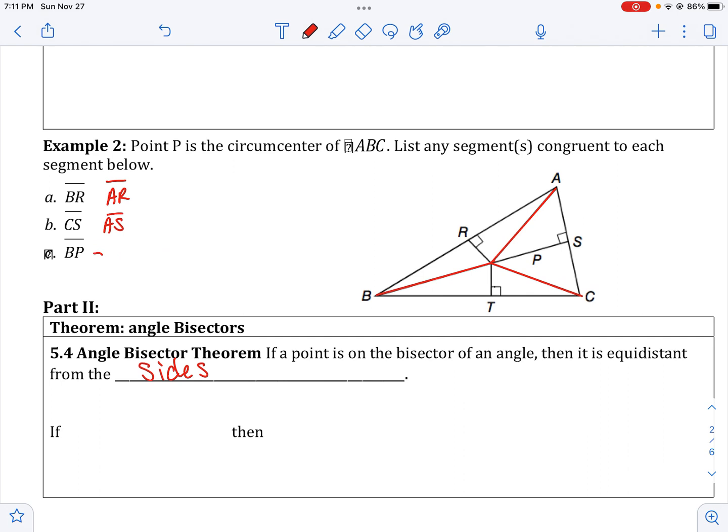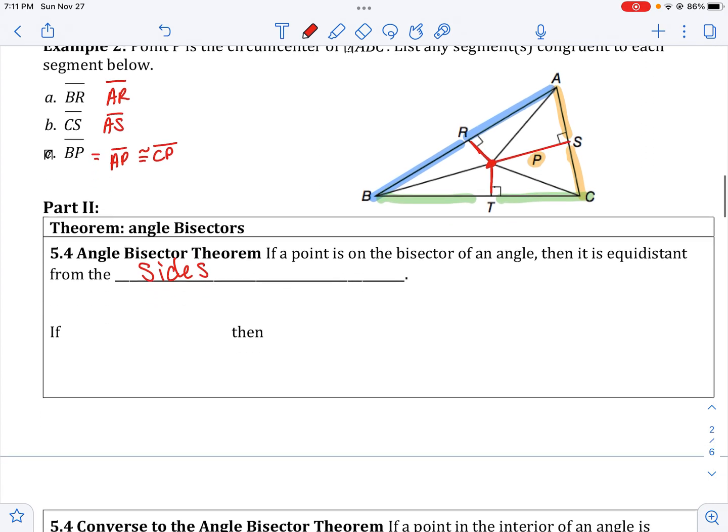Let me go back. I'm going to color code that again, so it would be AP or CP. Okay, so that's it for perpendicular bisectors.